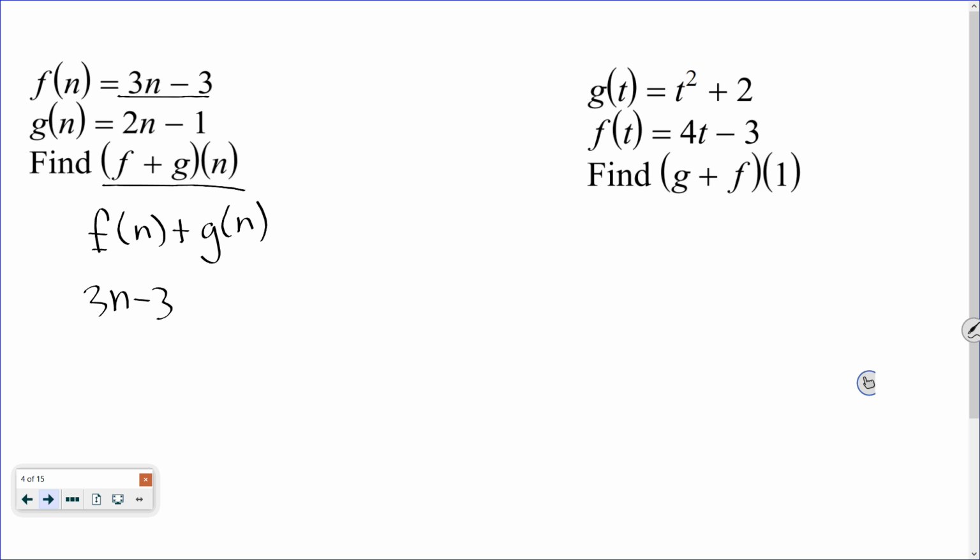You're going to replace the f of n with what it's equal to. Plus, then take g of n. G of n is 2n minus 1. And that's it. Just rewrite it like that. F of n plus g of n. And really, that's my answer other than simplifying.